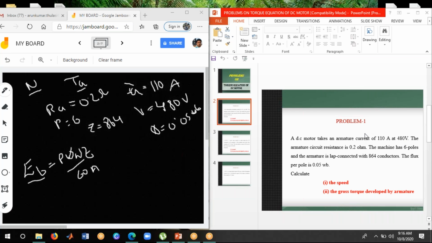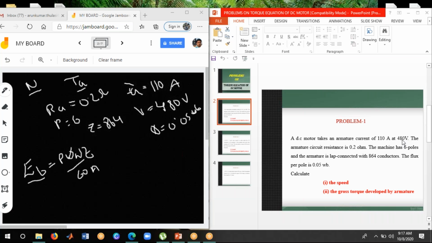If it were the back EMF, they would mention that. If they ask for the back EMF, they would give it like this, but they didn't give it at 480 volts. That means when we give 480 volts as input, the current available at the armature is 110 amperes. So that is the meaning of this sentence.